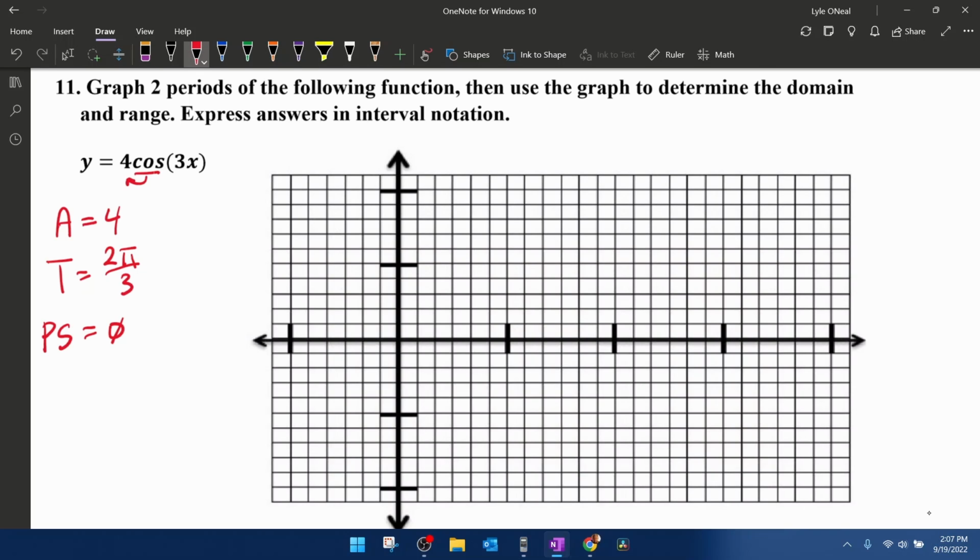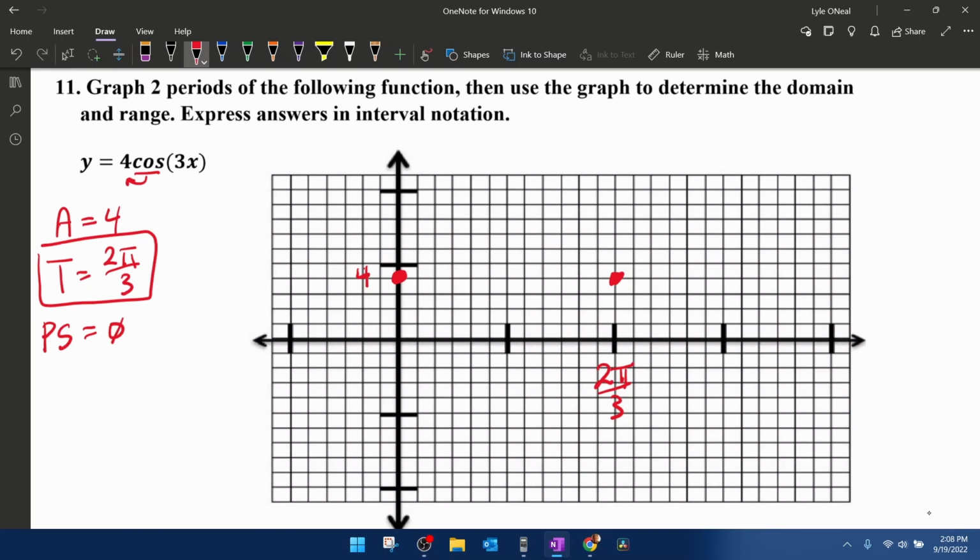Cosine starts at the number in front. So I'm going to say that this is 4 right here. And then if we had a phase shift, we would deal with that, shifting the starting point, which we don't have. So our next step would be to determine the wavelength. Well, that's the period. And I'm going to call this right here 2 pi over 3. Now, if you start up at 4, you should finish up at 4 because you always finish where you start.